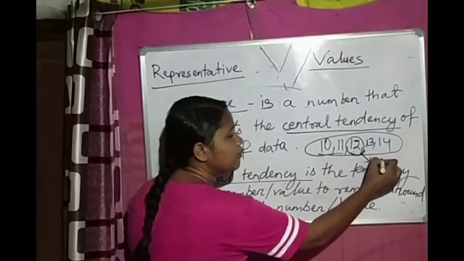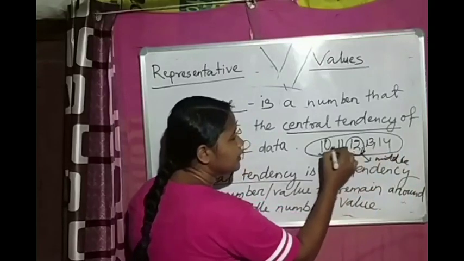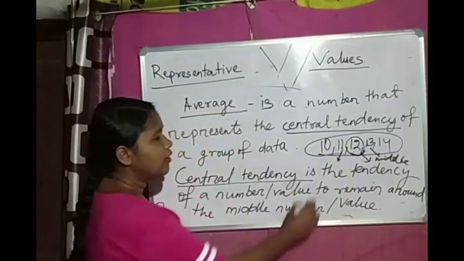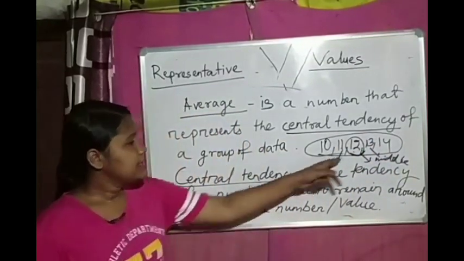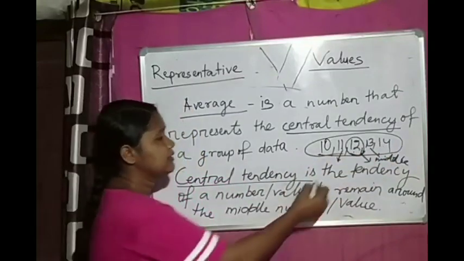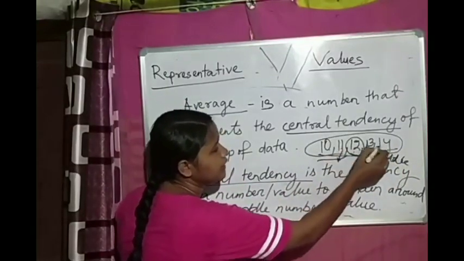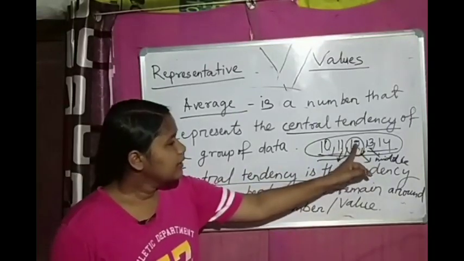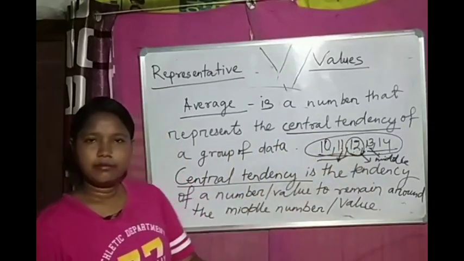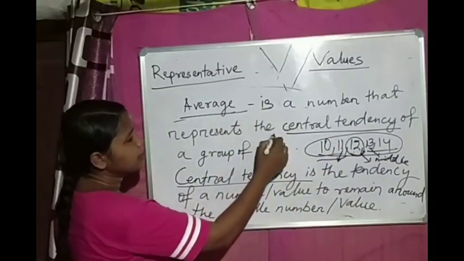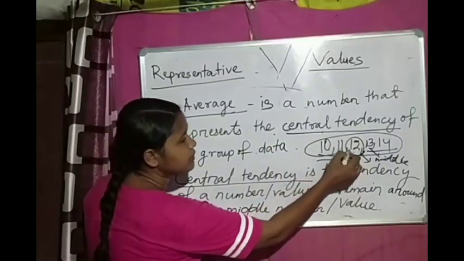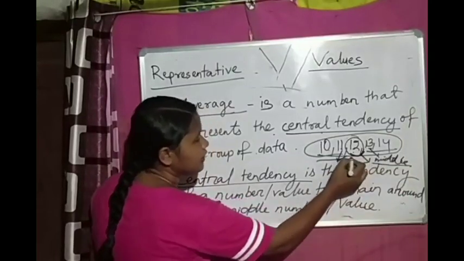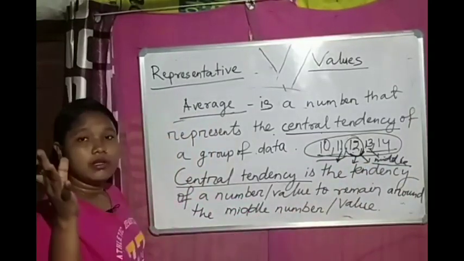So this is what? Middle. But the values near to the middle are 13, 11 or 10, 14. So these are what? These are central tendency. These nearby numbers 10, 11, 13, 14 are central tendency. Those used to what? Remain here. Where? To the middle. That's why average is a number that represents the central tendency of a group. Central tendency means that which will remain always in the center. So the middle one is what? Average.